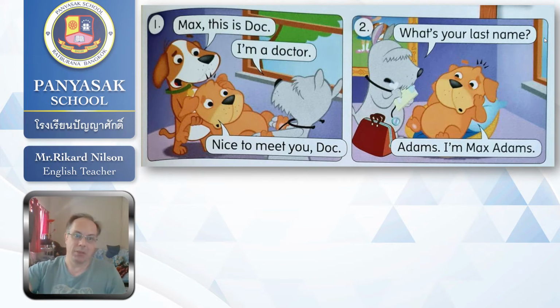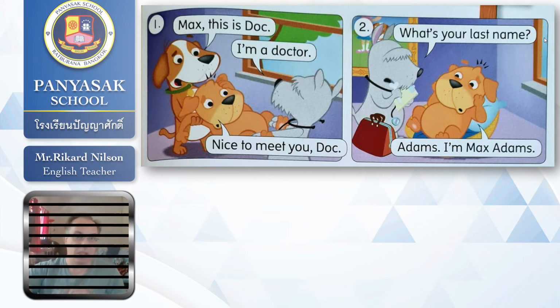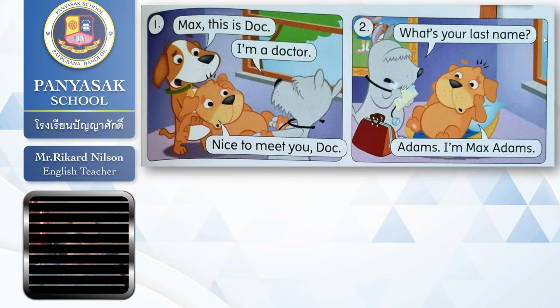Excellent. Practice reading a few times. Remember, pause after comma. Pronounce the M in I'm loudly. And make a stop at the period. And when it's a question, make it sound like a question. What's your last name? Let's continue. Follow me, please.